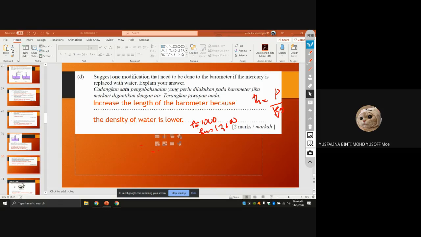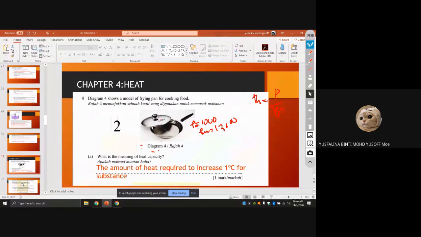Okay, and then the next one, we go to chapter 4. Chapter 4, diagram 4 shows a model of a frying pan for cooking food, right? So what is the meaning of heat capacity? Heat capacity and specific heat capacity. What is the difference?